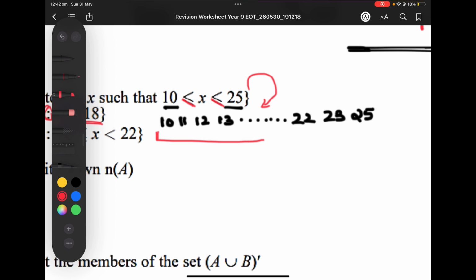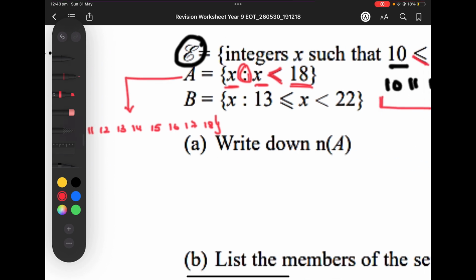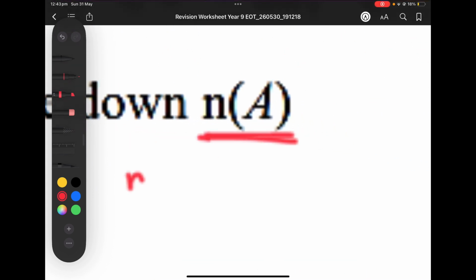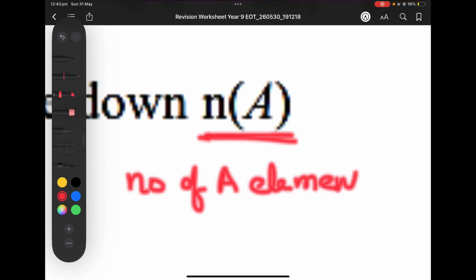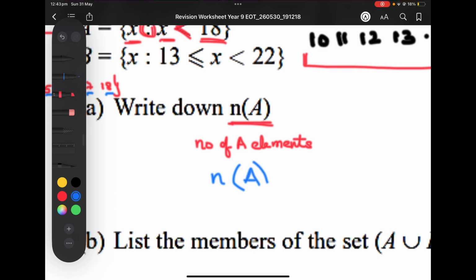From 10 to 18, whatever the numbers are there, those numbers will go in set A. So if I write set A, it is 10, 11, 12, 13, 14, 15, 16, 17, and 18. Then he is asking me n of A. That means the number of A elements. He's not asking for the elements of A, but the number, so we have to count them: 1, 2, 3, 4, 5, 6, 7, 8, 9. So n of A is equal to 9.